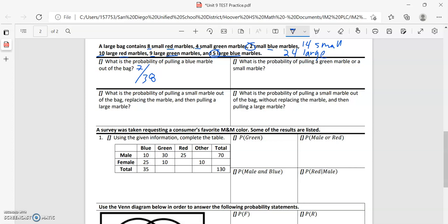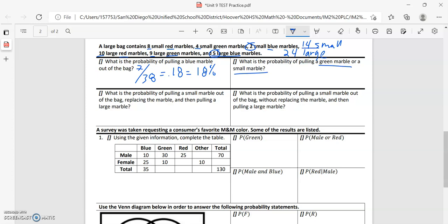You put that in a calculator, 7 over 38, and you get 0.18 or 18%. What's the probability of pulling a green marble or a small marble?